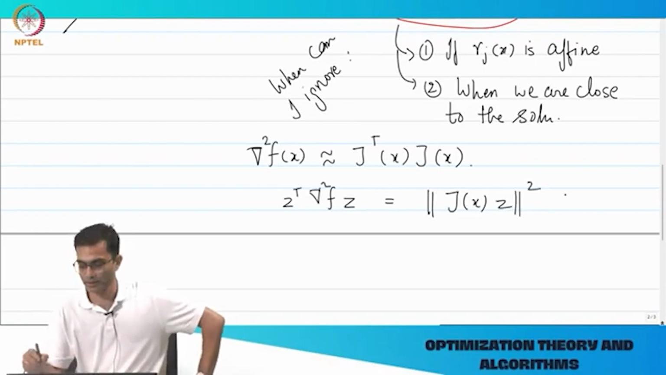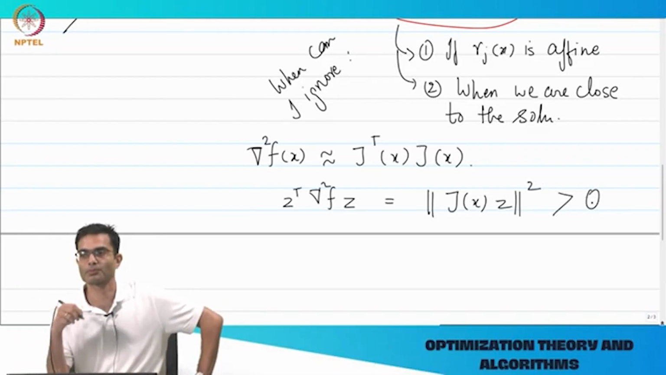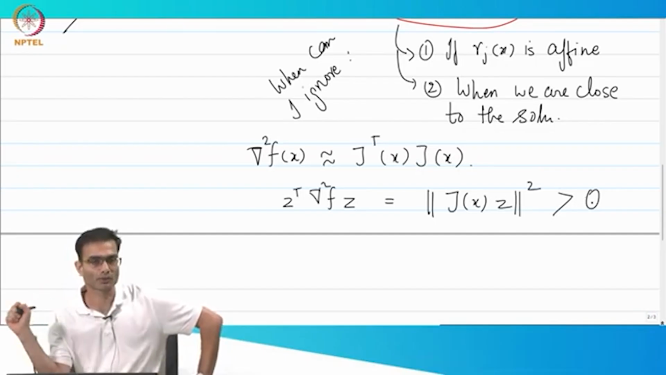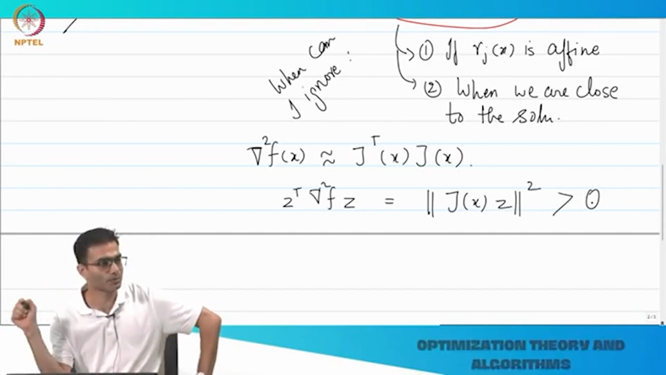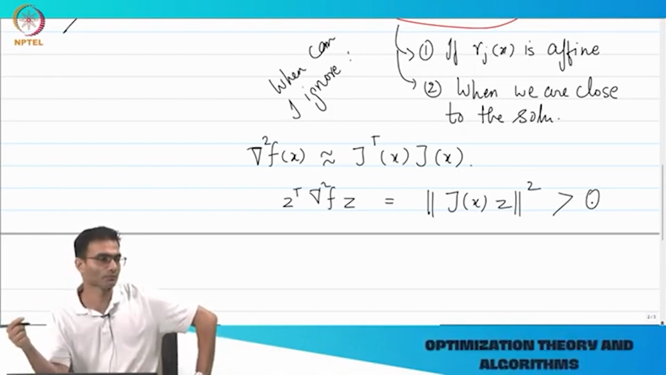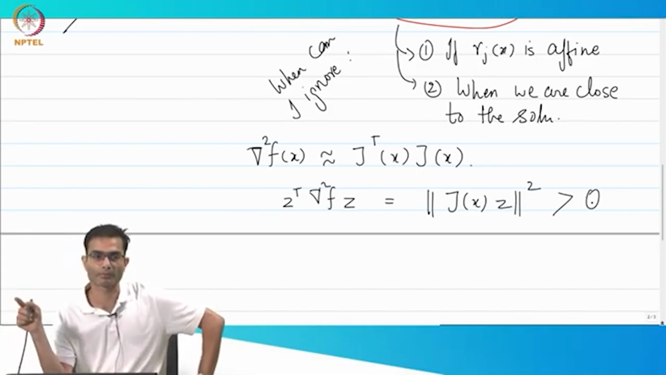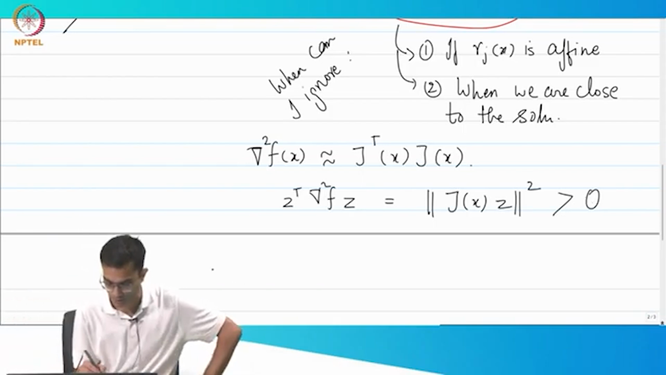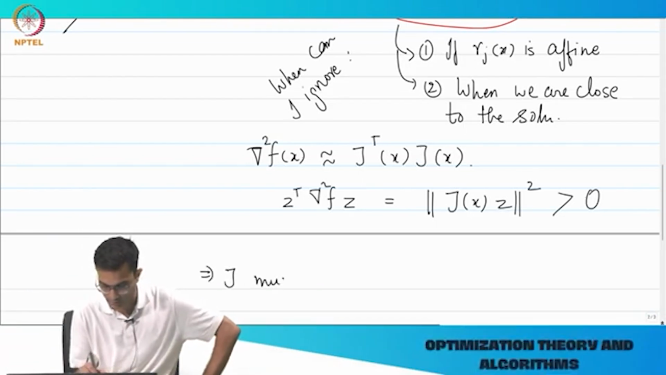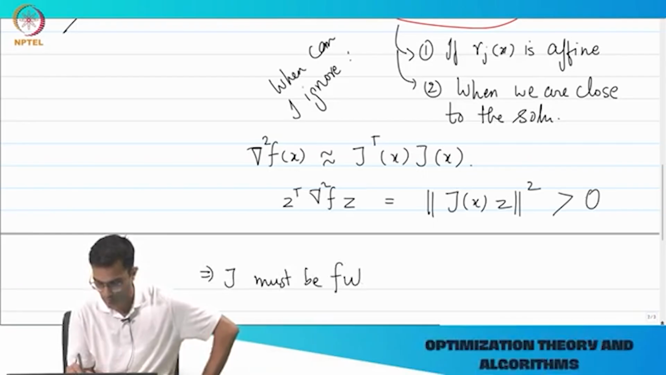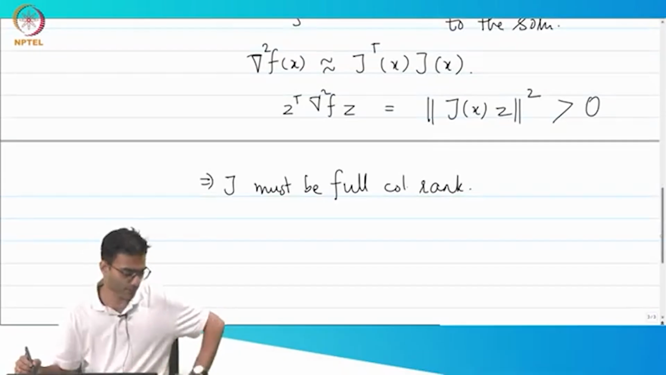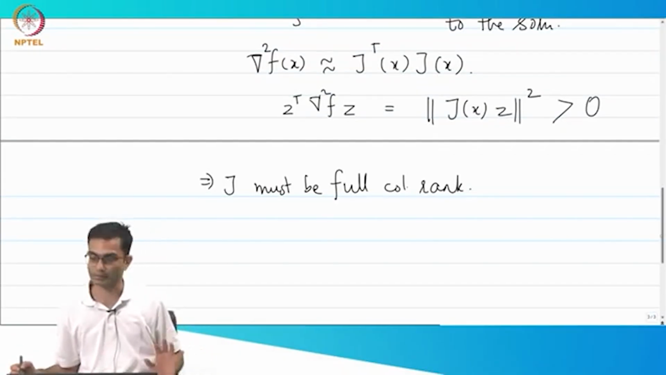So if I want it to be positive definite, that means I want this to be greater than 0, and this will happen under what condition? J has to be full column rank. J cannot be any matrix. Then this expression will always be greater than 0 for non-zero Z. Remember, for positive definite, I have to consider all possible Z, but they have to be non-zero, right? So it implies that J must be full column rank, and this is an easy enough condition to check.